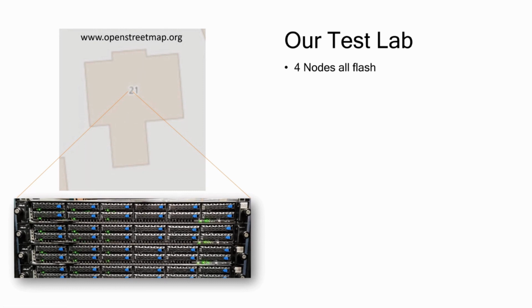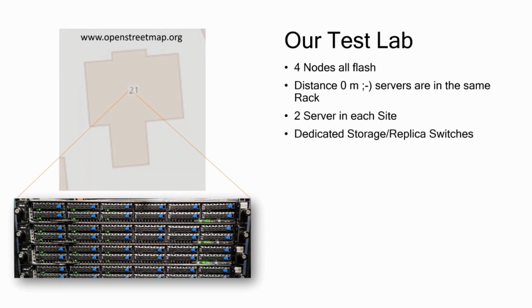Unfortunately, we don't really have two sites. So we do everything that is like in a real stretch cluster. We have switches, we are doing routing and everything, but they are together in one rack. It doesn't matter. We really implement all requirements of the stretch cluster. So imagine the distance between the nodes is not 50 meters, it's very, very low. We have two servers in each site, and we have dedicated storage and replication switches. So it's really a setup you would do also in a campus cluster.